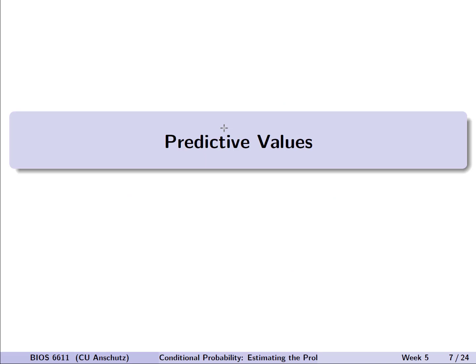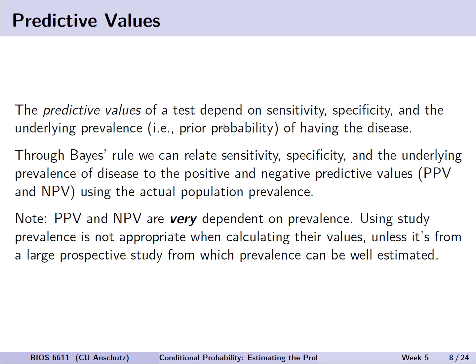So let's start by looking at the idea of predictive values. The predictive values of a test depend on the sensitivity, specificity, and the underlying true prevalence or prior probability of having the disease in the population. So again here, prevalence isn't like the sample prevalence we used for sensitivity and specificity, but actually the true underlying population prevalence. Through Bayes' rule, we can then relate the idea of sensitivity, specificity, and that underlying prevalence to this concept we call positive and negative predictive values, or PPV and NPV.